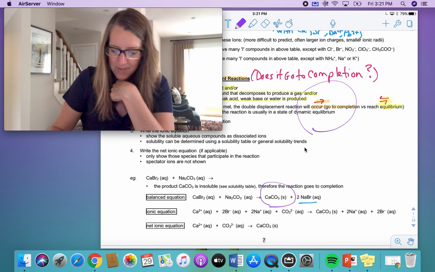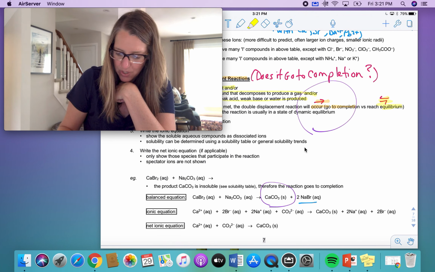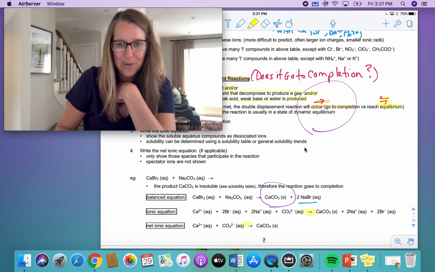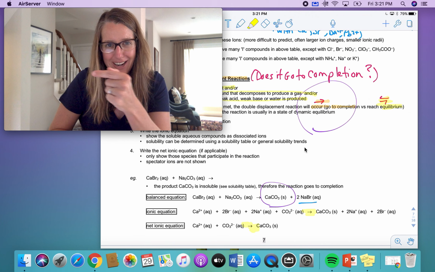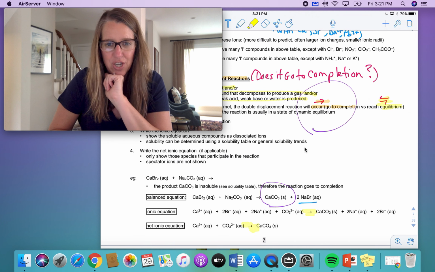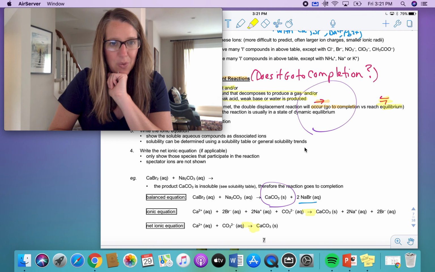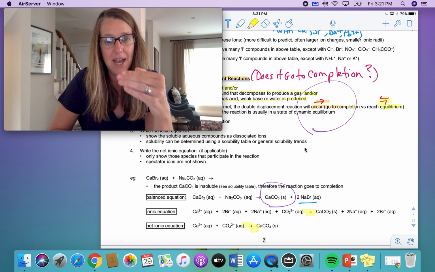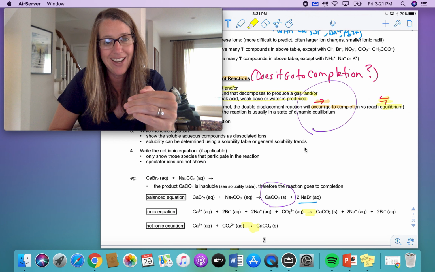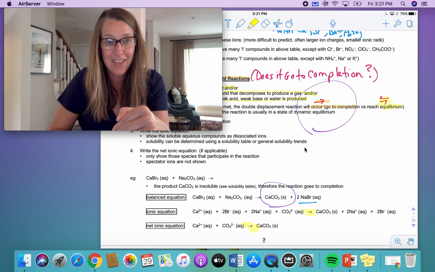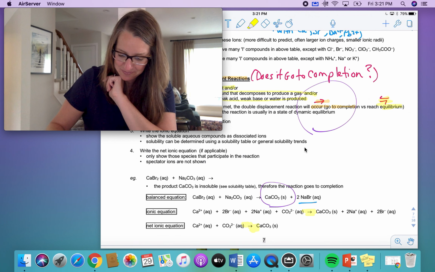What does that mean? That means that this is a reaction that's going to go to completion. So when you write it, you're going to write it as a completion arrow. Yep, this reaction actually goes to completion, and here's why. You can see that in the balanced, the ionic, and then your net ionic equation. That's the first example. Let's try another one.